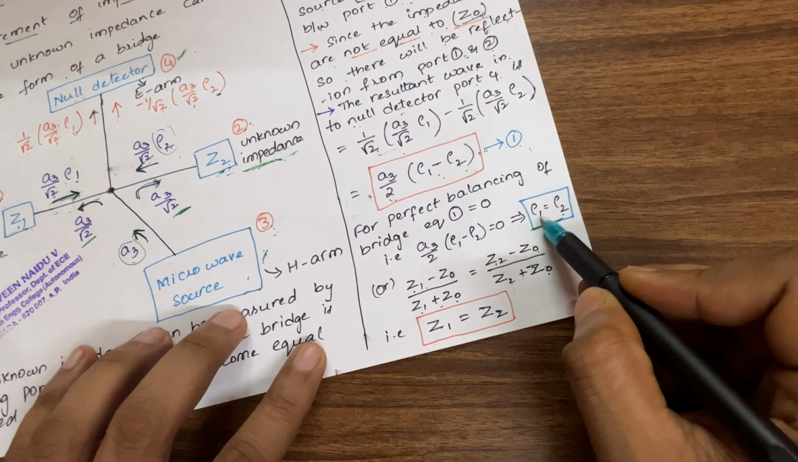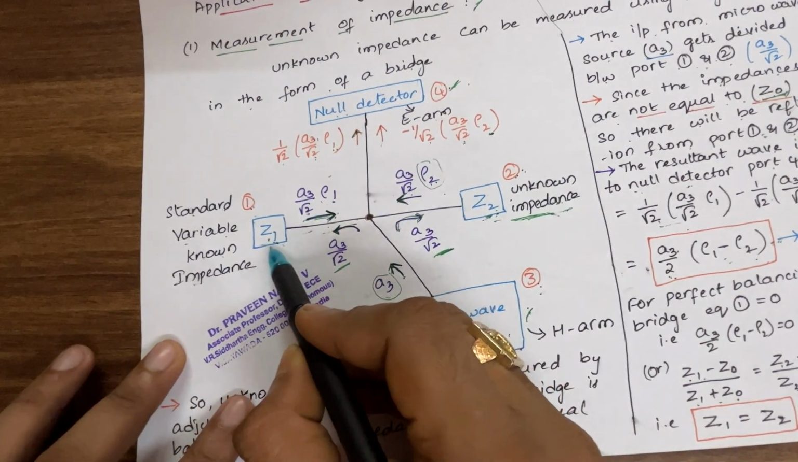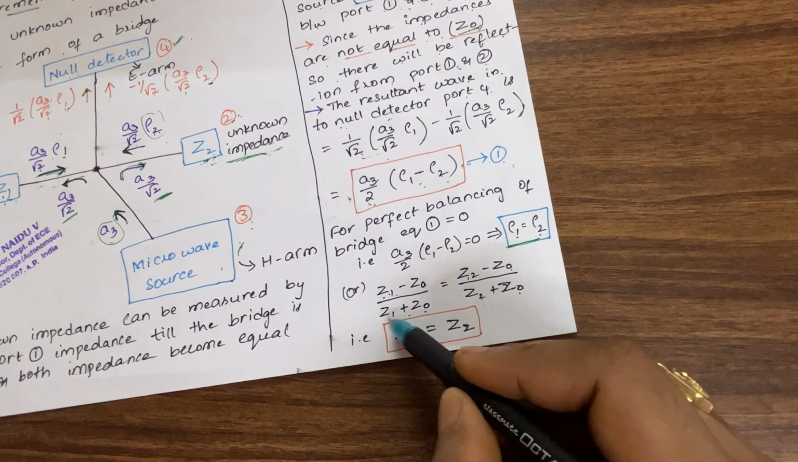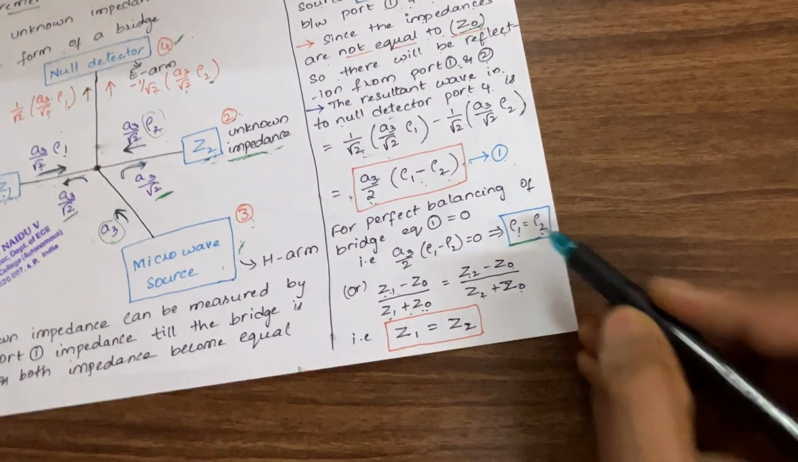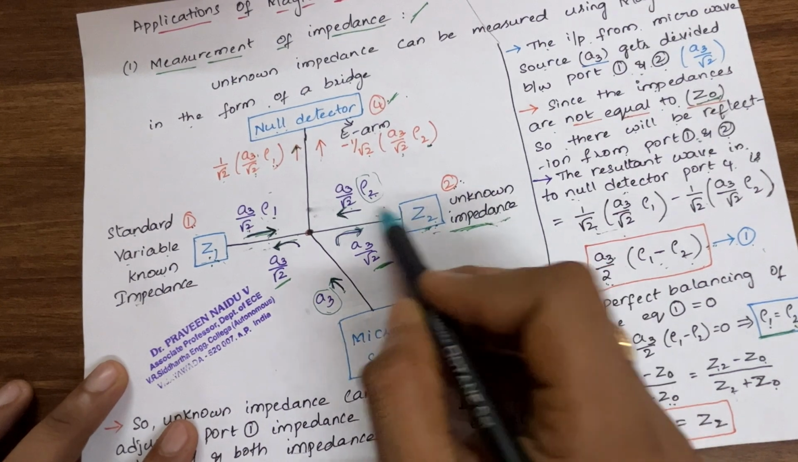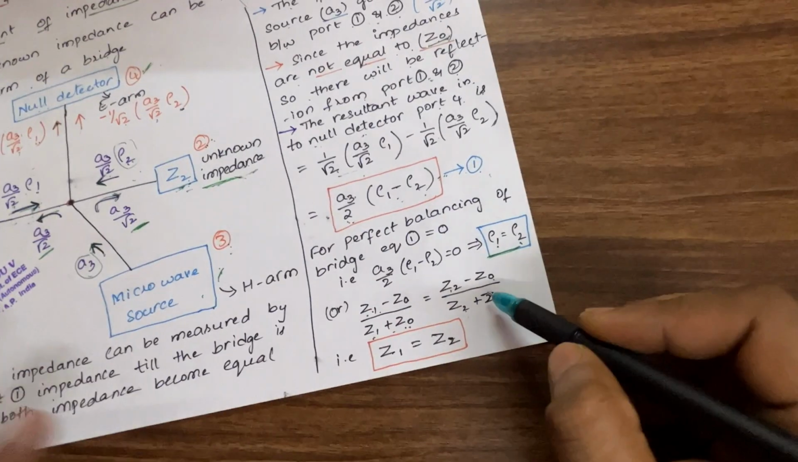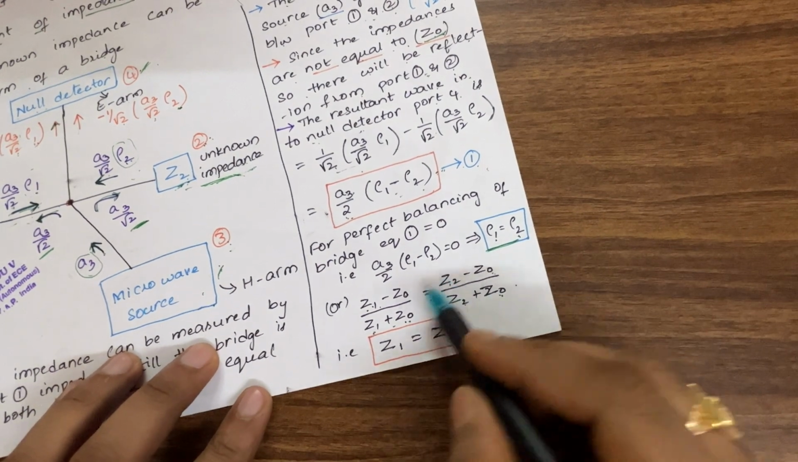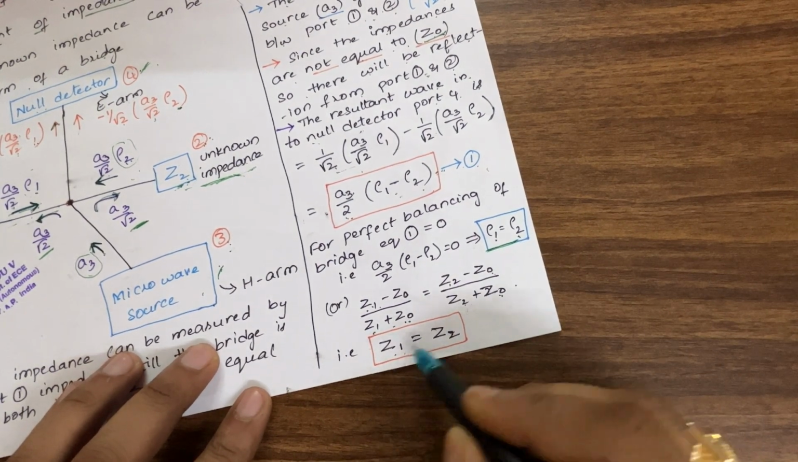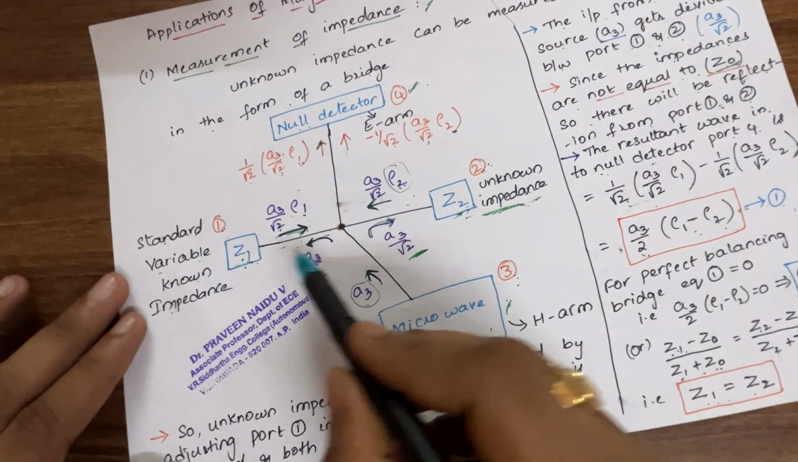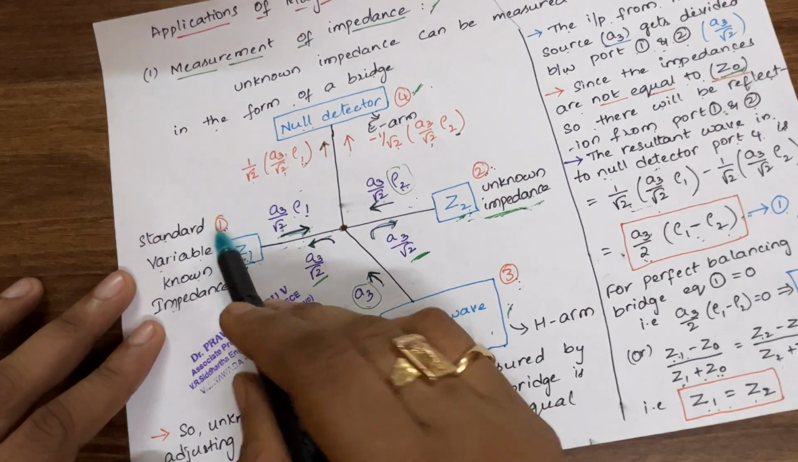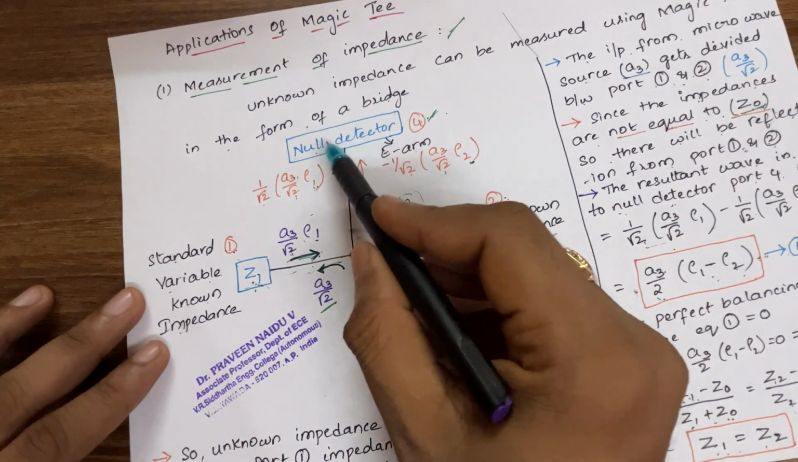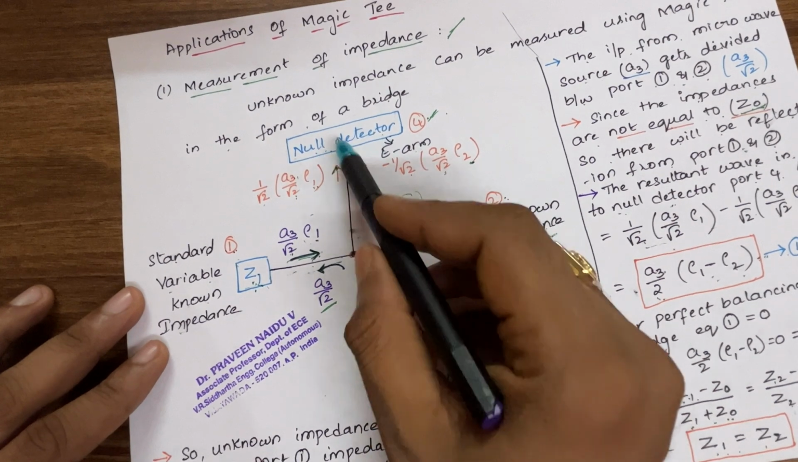Basically rho 1 is the reflection coming from Z1. That's why in this particular formula we are having Z1 minus characteristic impedance divided by Z1 plus characteristic impedance, and this rho 2 is coming from the unknown impedance, that is Z2. That's why in the formula we are having Z2 minus Z0 by Z2 plus Z0. If you simplify this, we are going to have Z1 is equal to Z2. That means when the impedance Z1 at port 1 matches the impedance at port 2, that is Z2, then this detector is going to show you a null.